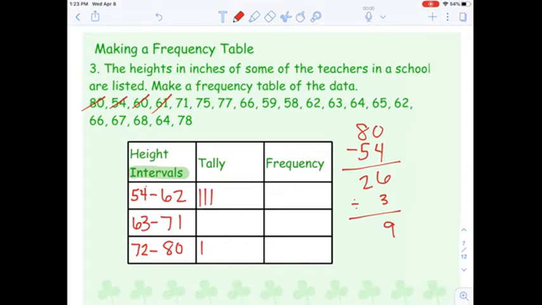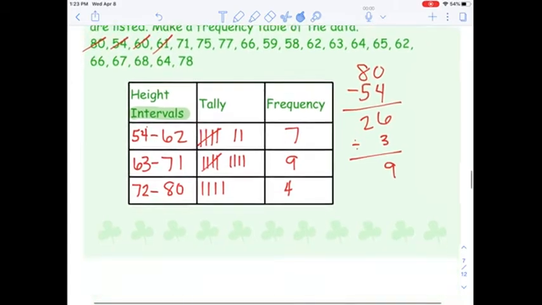Once you are done, you should have 7 between 54 and 62. You should have 9 for 63 to 71. And you should have 4 for 72 to 80. And our frequency table is done.